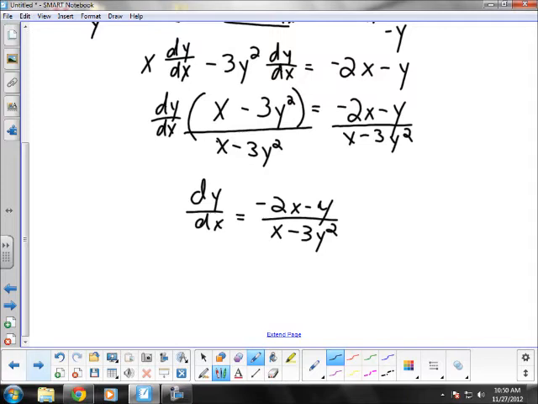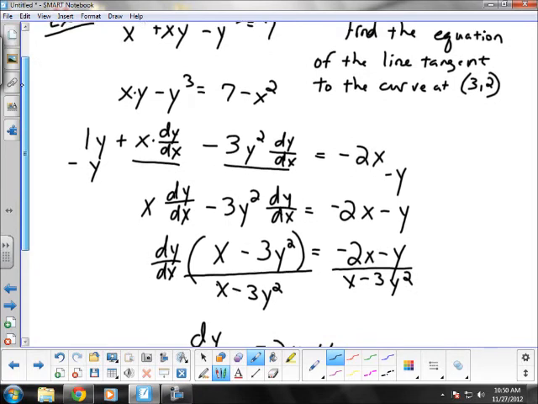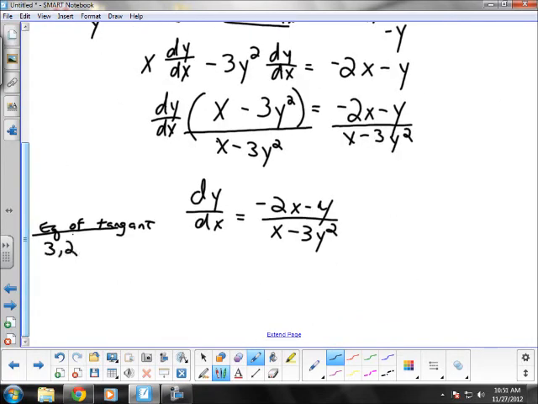Now, that's the derivative. What were we shooting for here? We want the equation of the tangent line. So what do I need to find the equation of the tangent line? I'll need an x and a y, and they gave that to me. That's at this point 3, 2. So here's my 3, 2. That's my point. And what else do I need? I need the slope. Okay? So how would I find the slope?